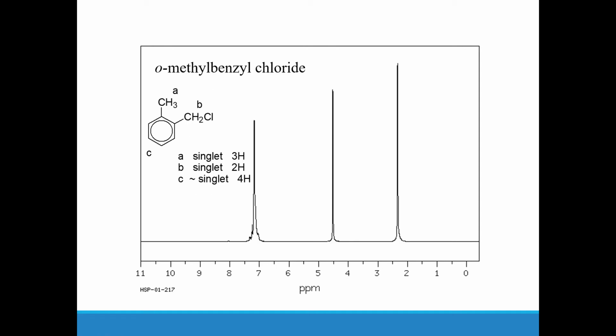So for the more complicated molecule, orthomethyl chloride, we have 3 signals. Our signal A, which is a singlet, has no neighboring hydrogens. We expect it to be right here.